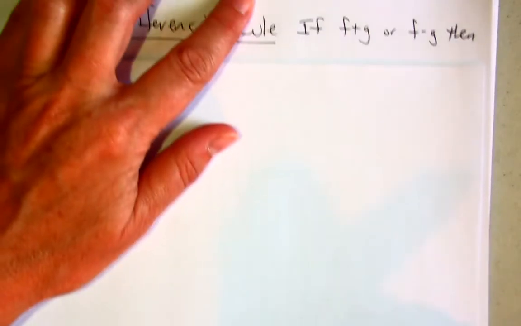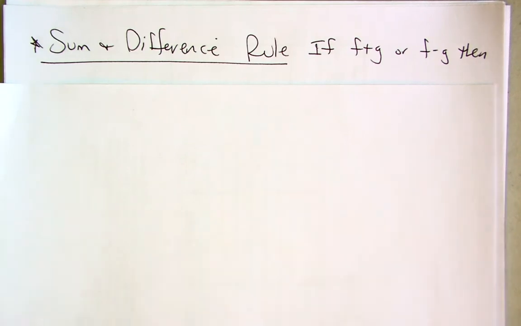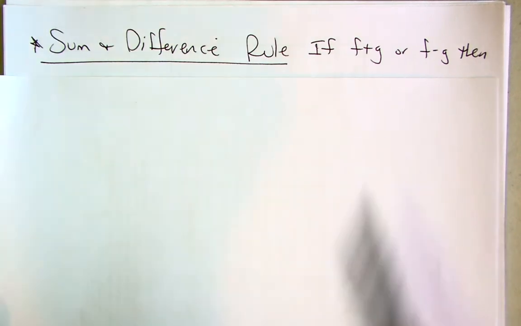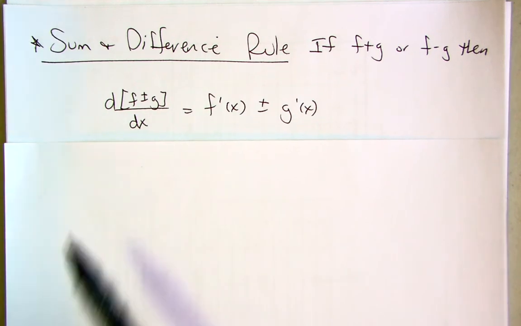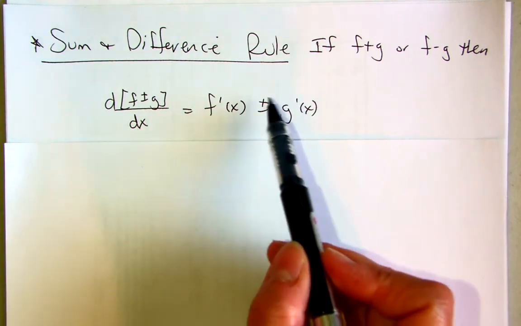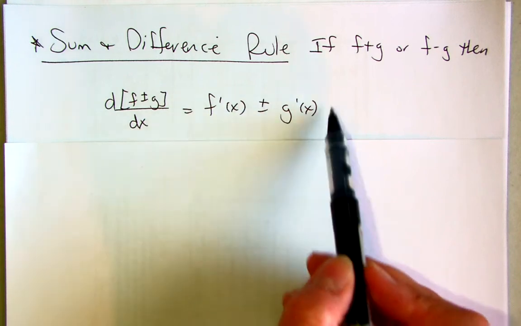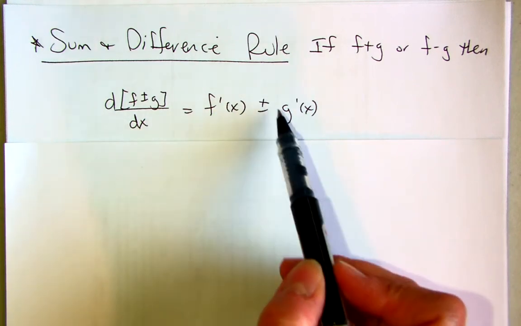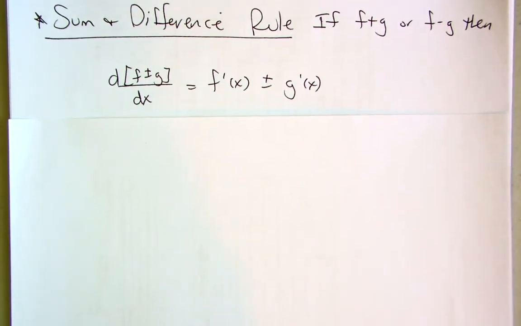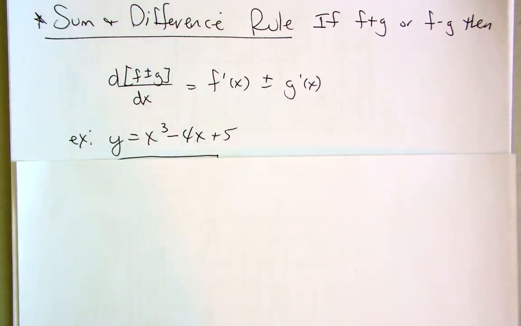Next rule. Sum and difference rule. If you have two functions being added or two functions being subtracted, then this is how you take their derivative. You take the derivative of the first piece plus the derivative of the second, or the derivative of the first one, then subtract, and then take the derivative of the second. So in other words, here is an example.